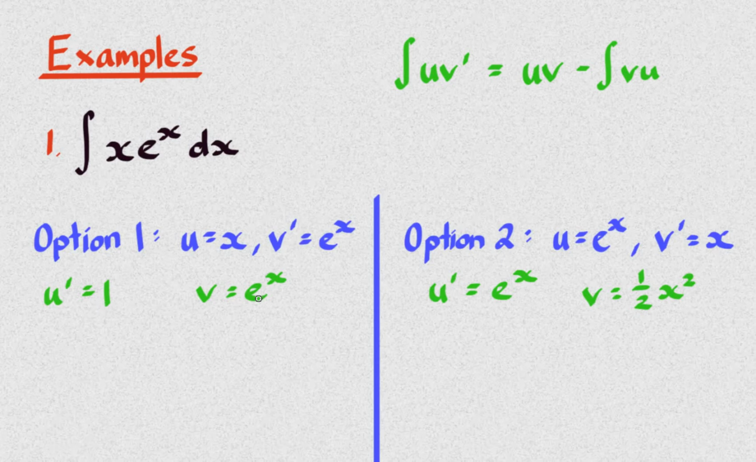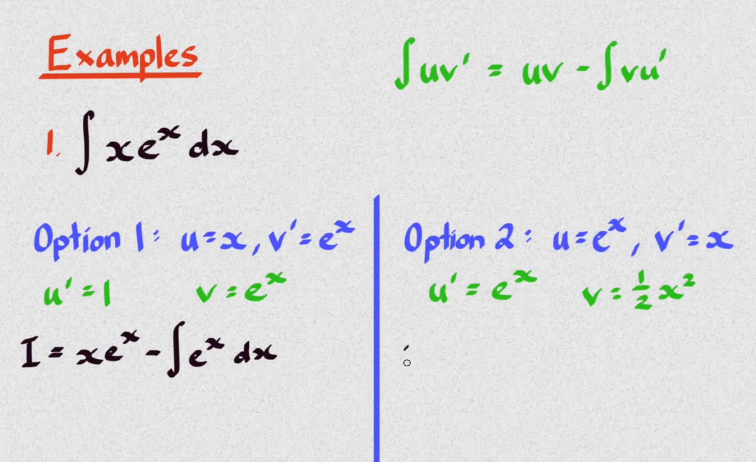Alrighty, now we can take these four values and plug them in to our formula. So for option 1, we have that our integral is equal to uv, so that's x times e to the x, minus the integral of vu dash. Oh, sorry, I'll go back up here. This should be vu dash. Alright, so v, e to the x, times u dash, 1. So just the integral of e to the x with respect to x, of course.